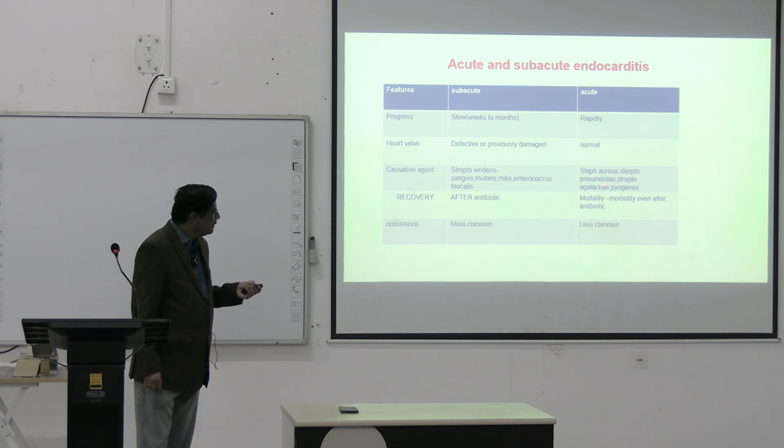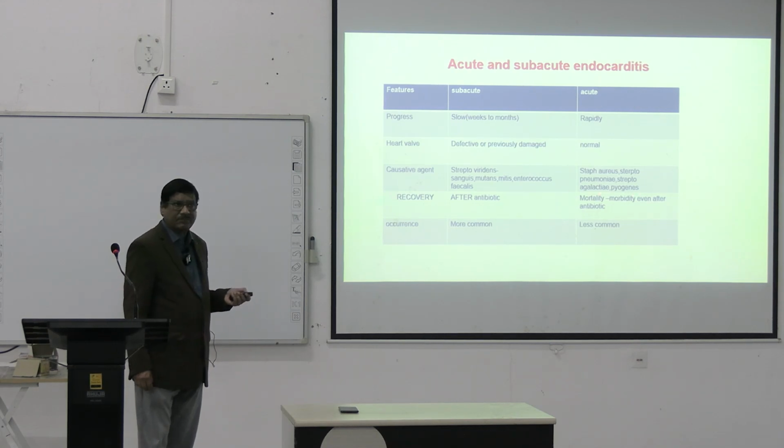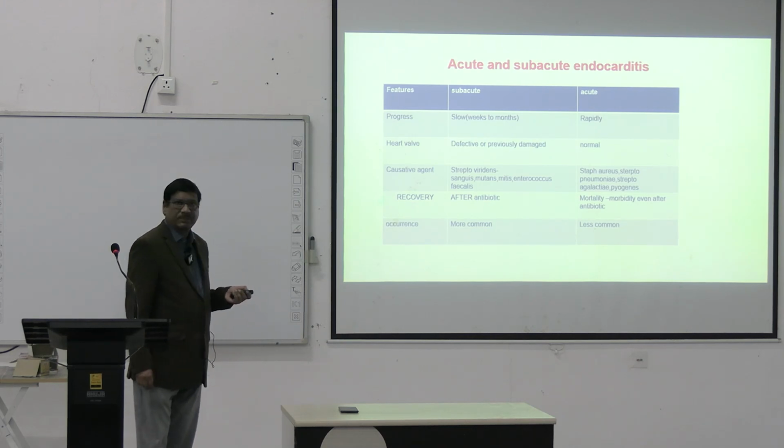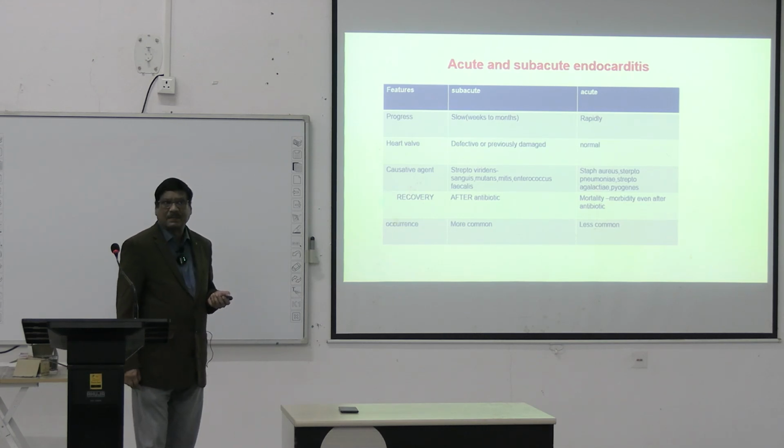Streptococcus pneumoniae, Streptococcus agalactiae and Streptococcus pyogenes are responsible for acute endocarditis, which is very rapid in onset. Recovery after antibiotics is very good in subacute, but in acute endocarditis, mortality and morbidity even after therapy is high.